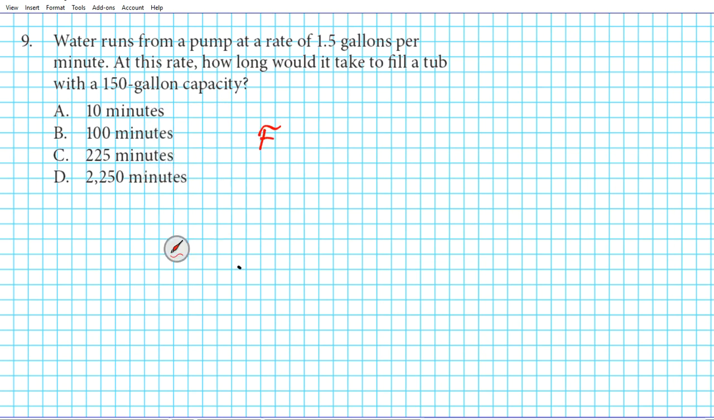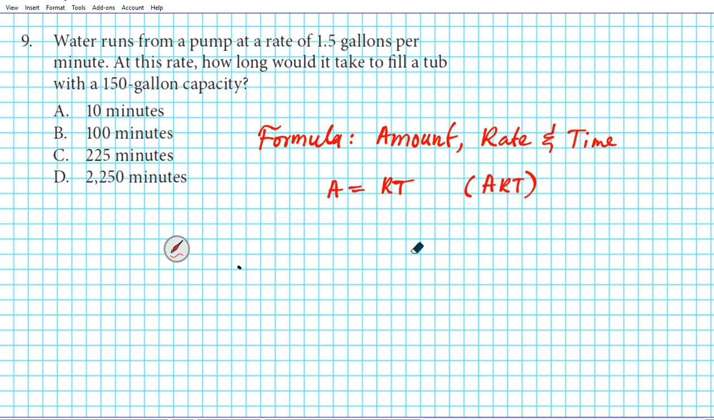This formula relates the amount, rate, and time. The formula is A equal to RT. Amount is equal to rate times time. Think about it as the ART formula. So there you go. This is the formula we're using.